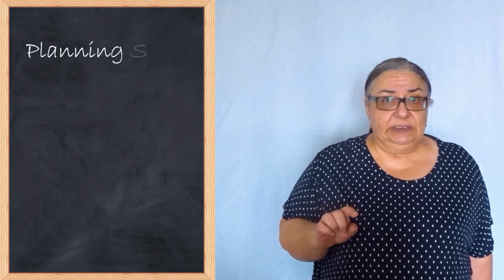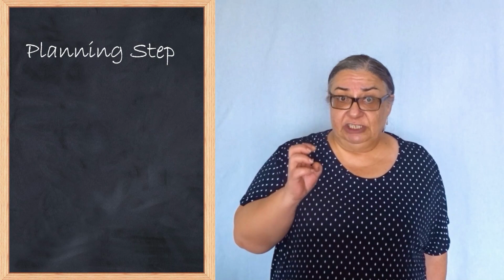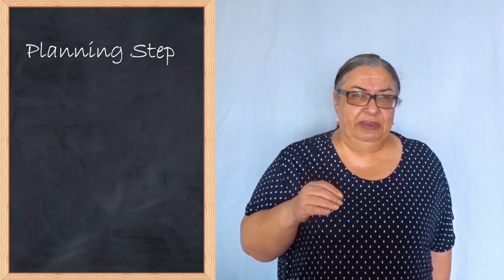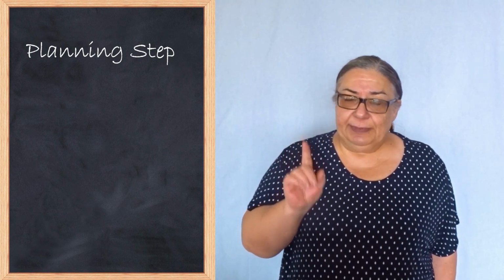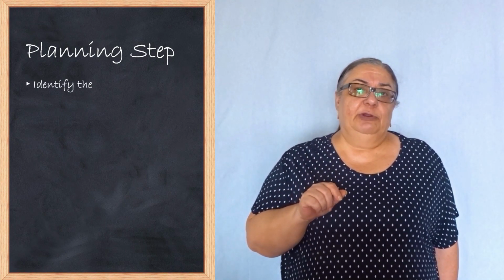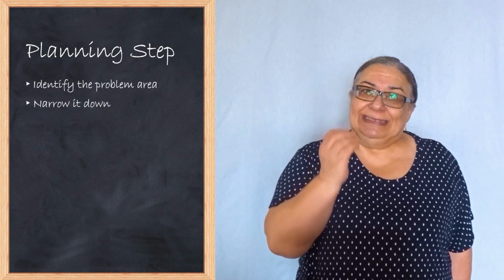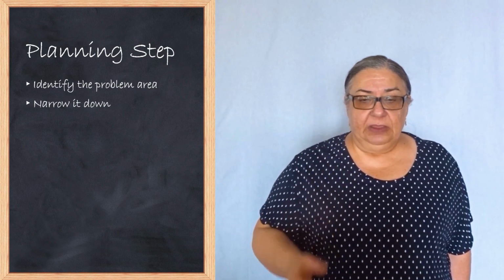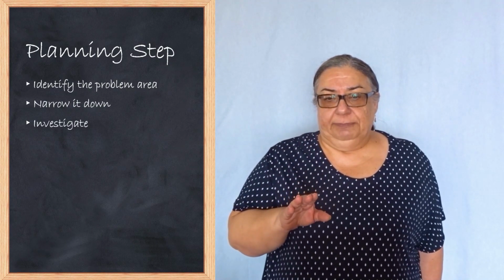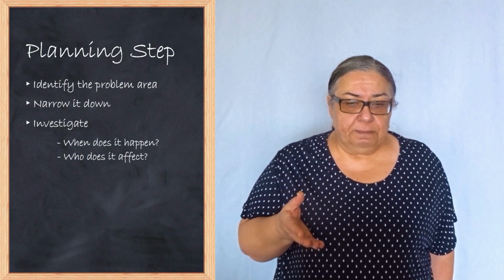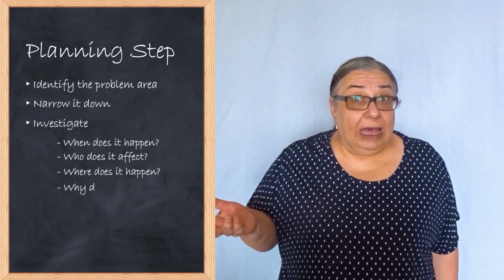But before that, when we identify the problem, that step is very important, because if you come up with a very general statement, then the problem will become very confusing and complex. So the best thing is, after identifying the problem area, narrow it down to a manageable piece, okay? And then investigate the problem. When does it happen? Who does it affect? Where does it happen? Why does it happen?